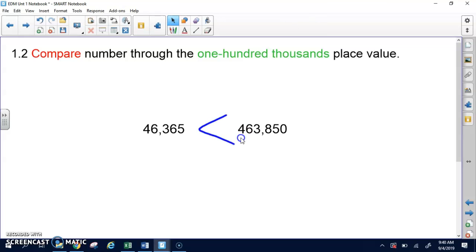Okay, so he compared the two simply by knowing that one of them starts in the 100,000s place. Show me thumbs up, thumbs sideways, thumbs down. How are you feeling about that skill?